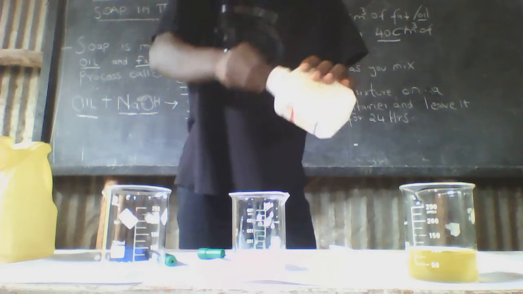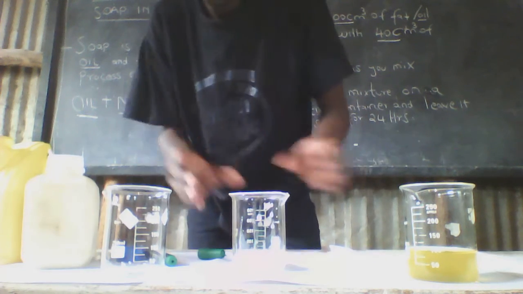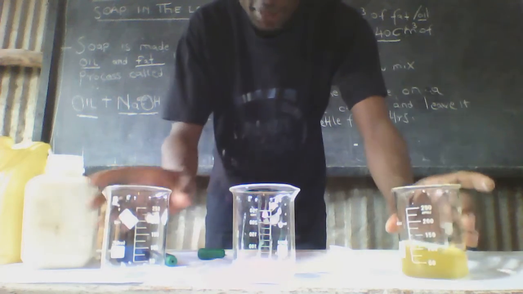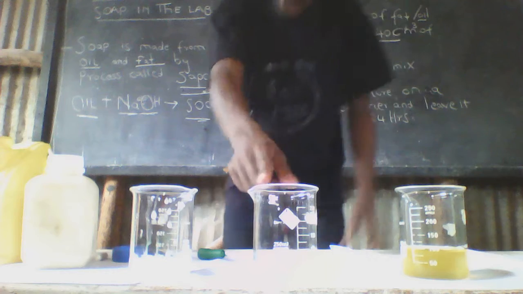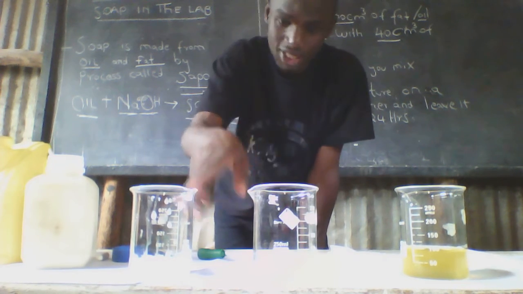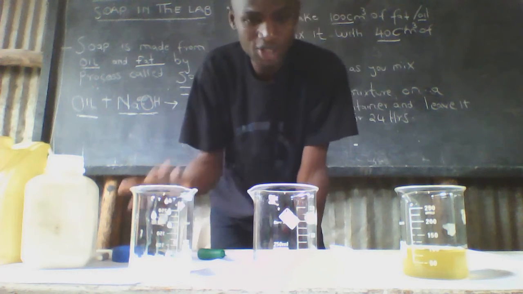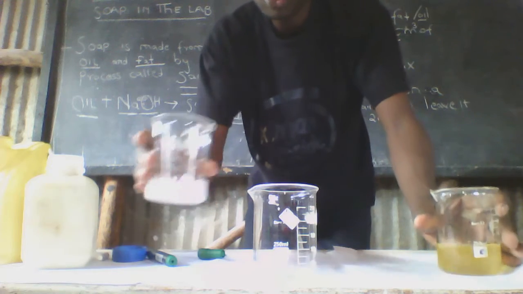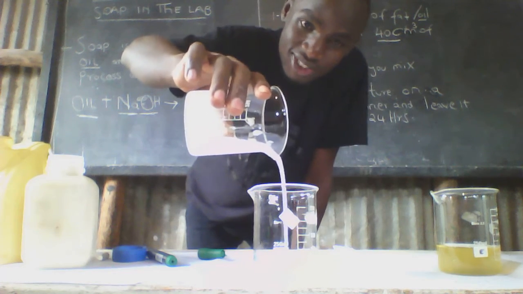Okay, it's going good. Now we have our sodium hydroxide here, and we have our oil here. Now we remain with one beaker. This is the one that we are going to use for mixing the two. Then we shall heat it in the heater. Now, what do we do first? We take sodium hydroxide and pour it into this beaker.